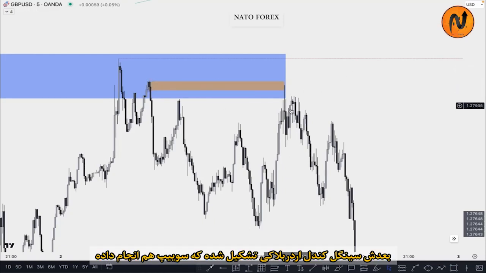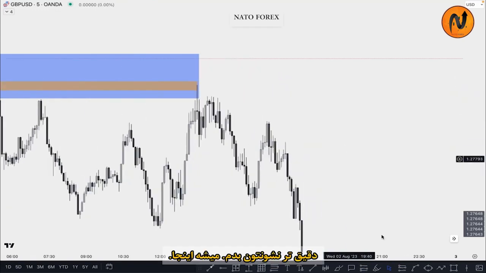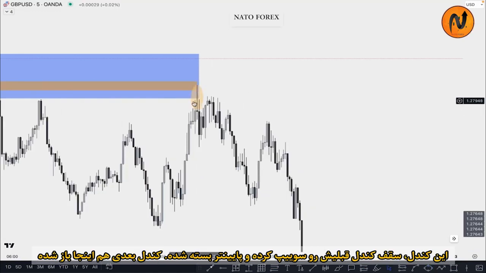The market tapped here and then created a single candle order block, then created a previous candle high sweep here. You can also sell at this point. I'm going to show you exactly at this point, right? Because this candle grabbed the previous candle high liquidity, pushed downside, and the next candle opens here.